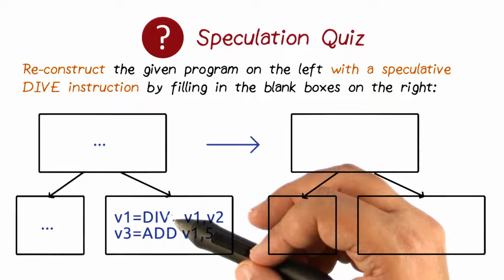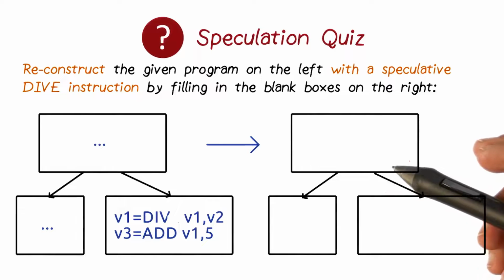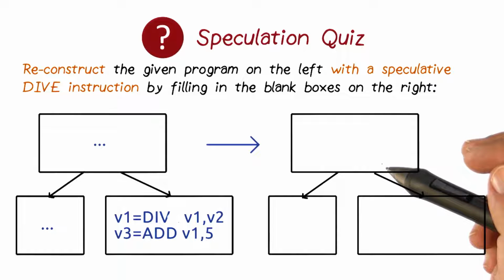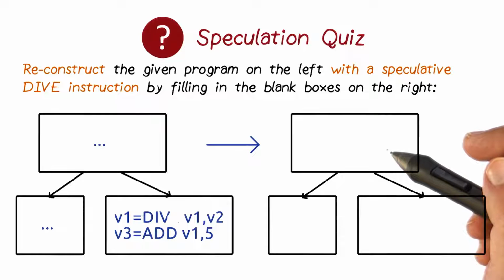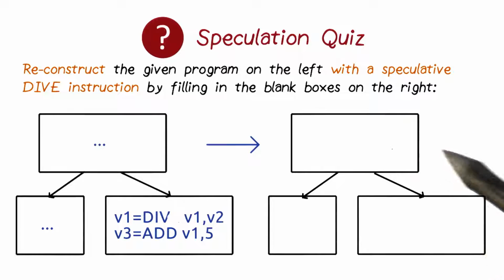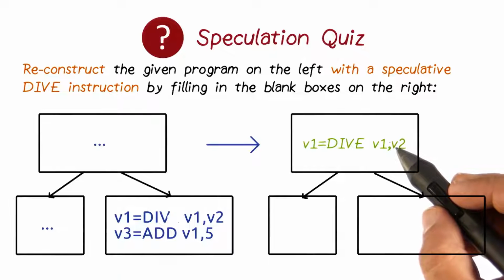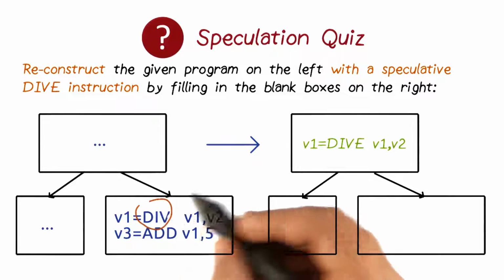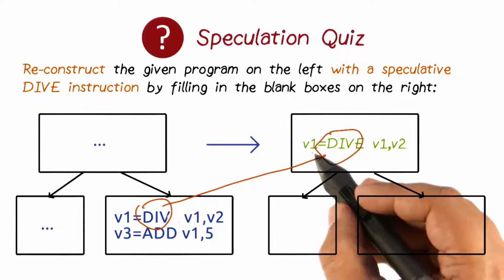Now, the speculative version of div is called div e, with an e added to it in our case. So fill in this particular program on the right hand side by using speculation here, and go ahead and write your answers, which instruction sits where in this control flow graph on the right hand side. The correct answer is that the div instruction converts from div to div e, because that is a speculative instruction.